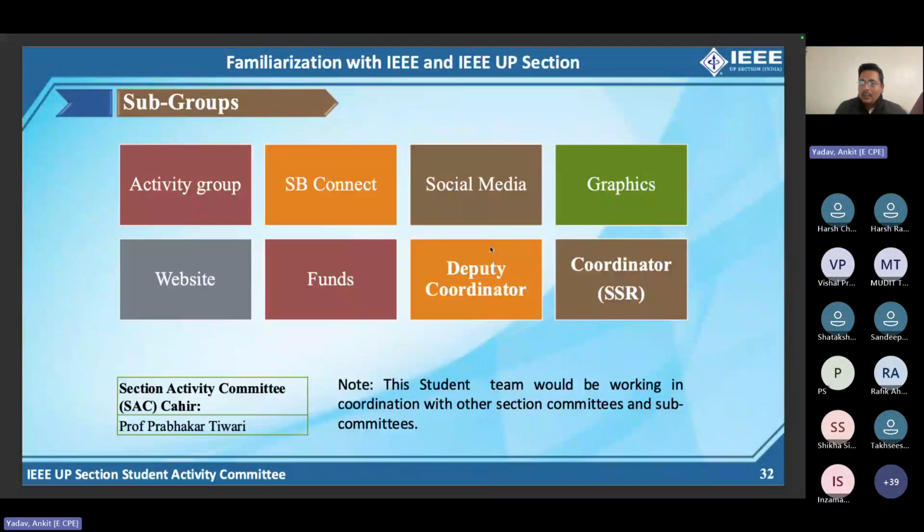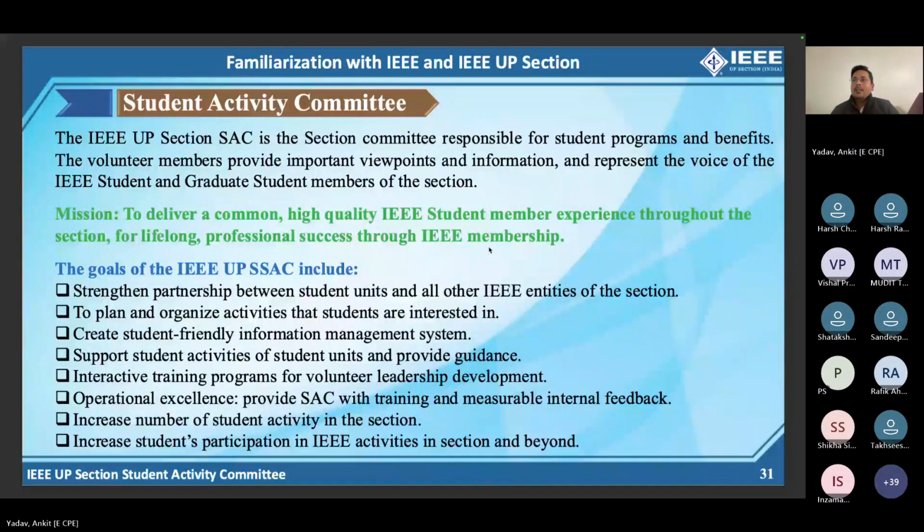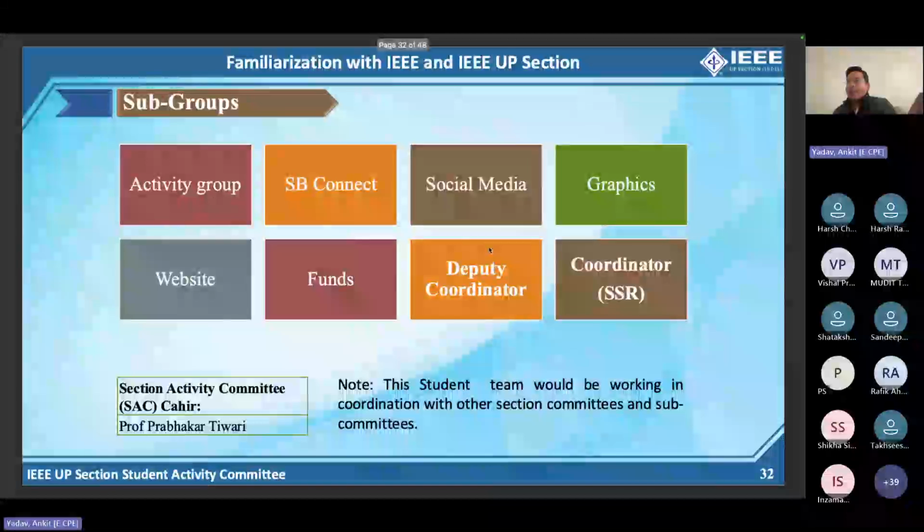So the process is that I believe the forms are about to be floated for the student activity committee. The section will float the form, and from it, around 15-20 student members from across the section will be selected to be part of this committee, and then they will be divided into different groups and take up some responsibilities. The groups are like activity group, student branch connect group, social media group, graphics group, website group, fund group, and then there is a coordinator and deputy coordinator, and they all operate in sync under the guidance of the section student activity committee. And currently we have Professor Prabhakar Tiwari to lead this committee.